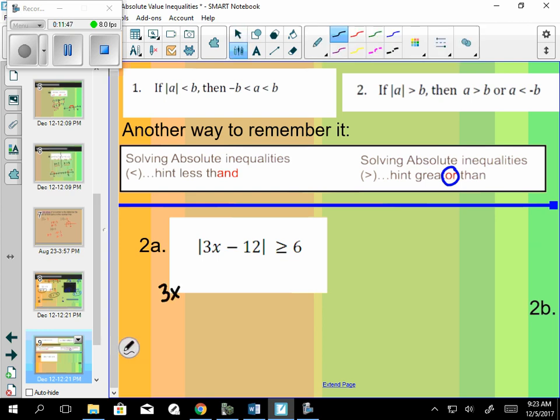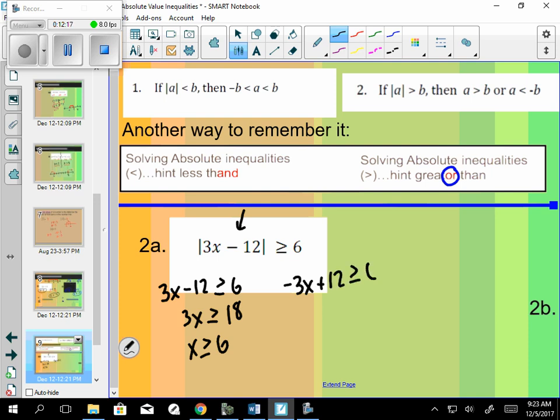We got 3x minus 12 is greater than or equal to 6. You can add 12, get 18, divide by 3. So we know that x has to be greater than or equal to 6, but it's absolute value, so there's another part to this. You have to do the opposite of what's in here, also greater than or equal to 6. So the opposite would be -3x, because this term's going to turn negative. The other one already is negative, so that's going to turn to +12.